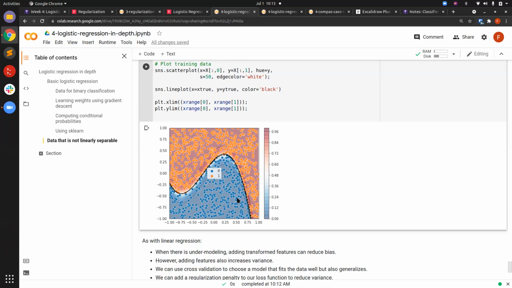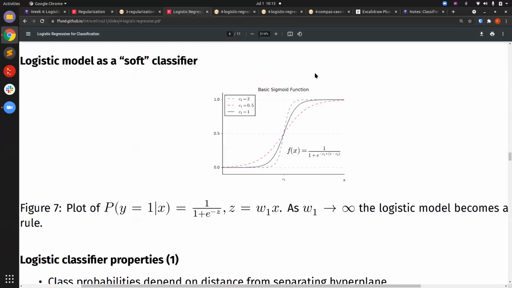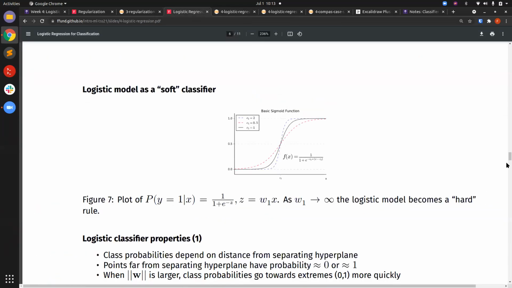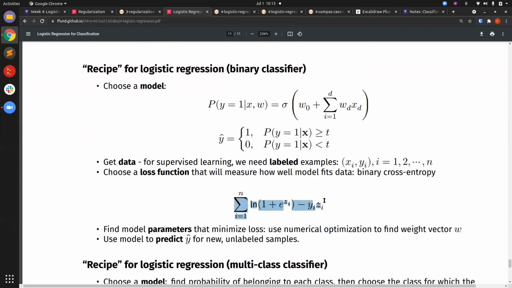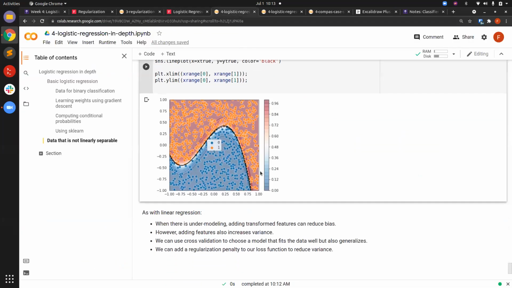And just like with linear regression, we can use cross-validation to choose a model that has a good bias variance trade-off. We can also add a regularization penalty to our loss function to reduce the variance. So here we described a very basic loss function that's just a binary cross entropy loss. Well, we can add a regularization penalty to this loss function too. And that will also decrease the variance just like it did for the linear regression.